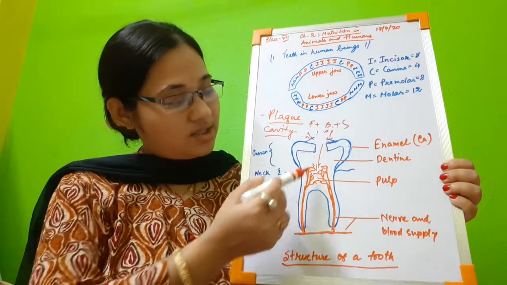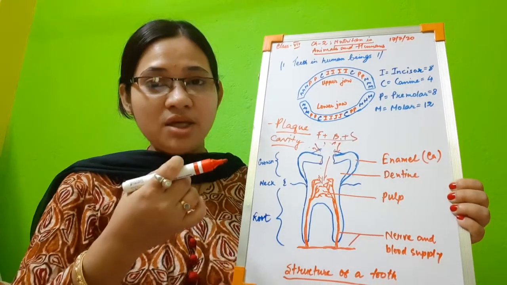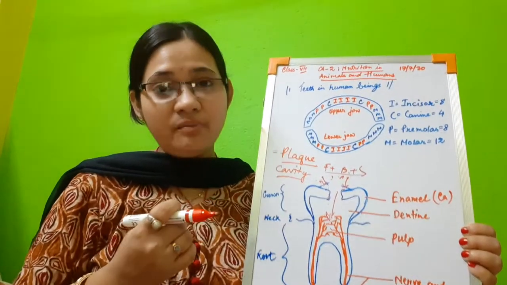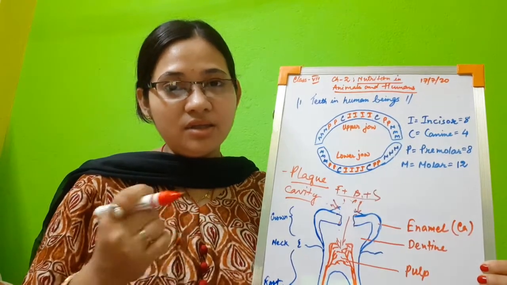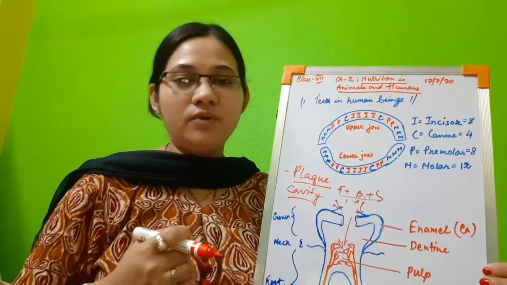When bacteria and saliva, or sometimes hot and cold drinks, reach this pulp region, it causes sharp pain in our teeth, and at that time the tooth has to be extracted by the dentist. So we should protect our teeth from plaque.